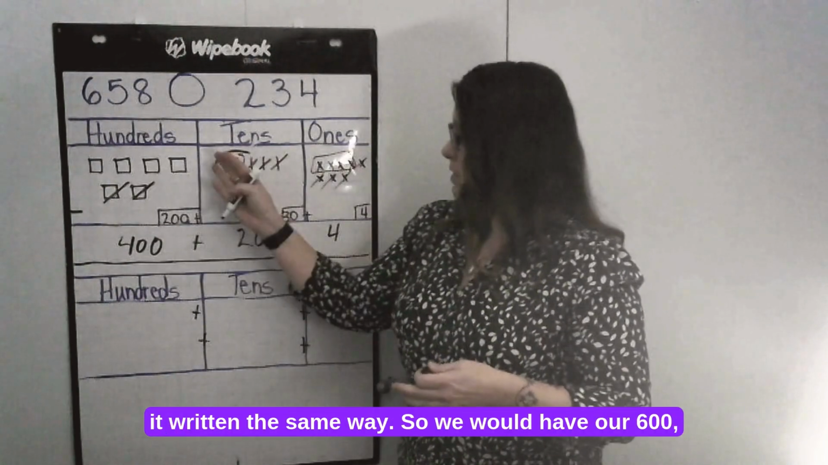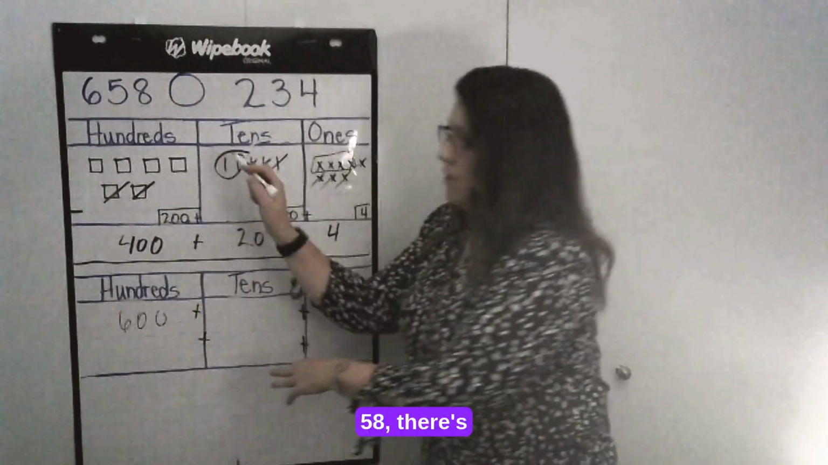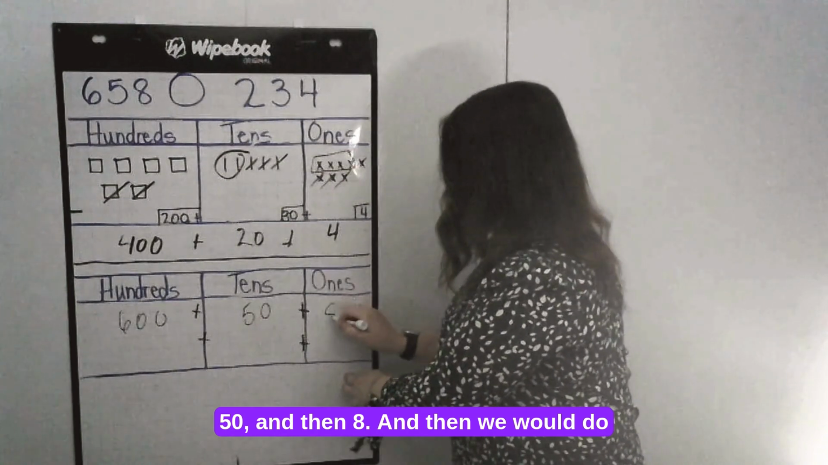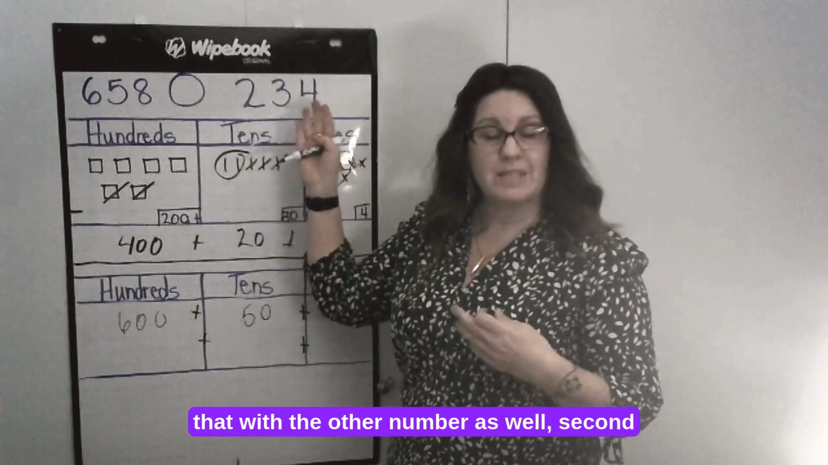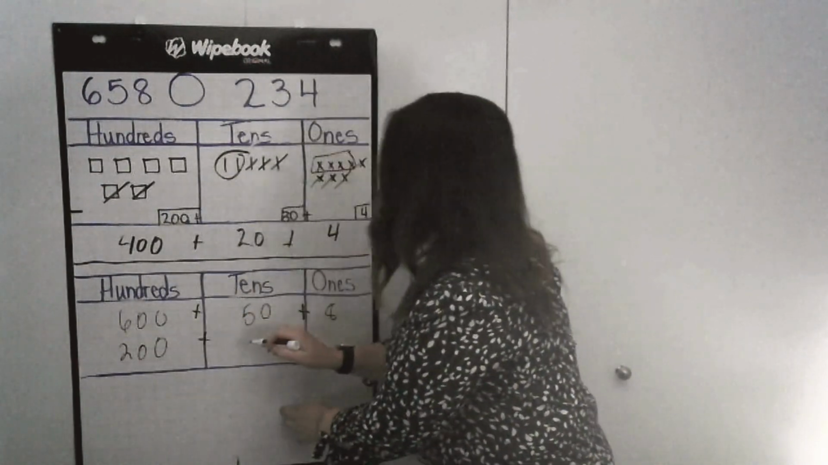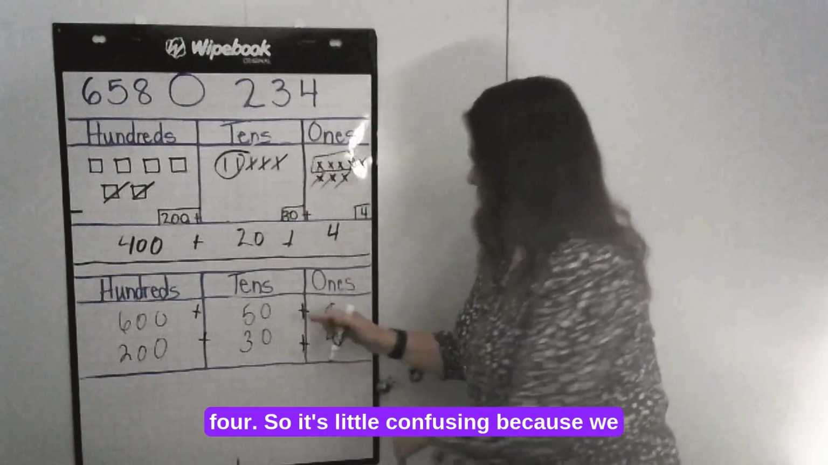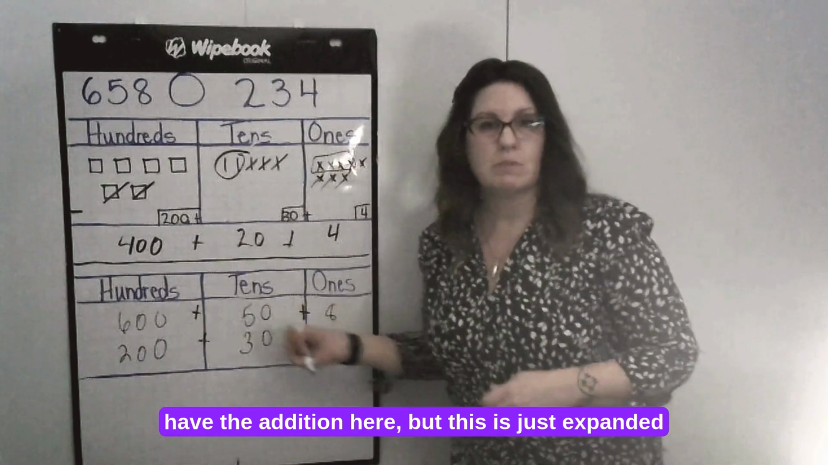So what does that look like when we transfer it over to the base 10 value system? So we would have it written the same way. So we would have our 658, there's 50, and then 8. And then we would do that with the other number as well, the second number. So 200, 30, and 4.